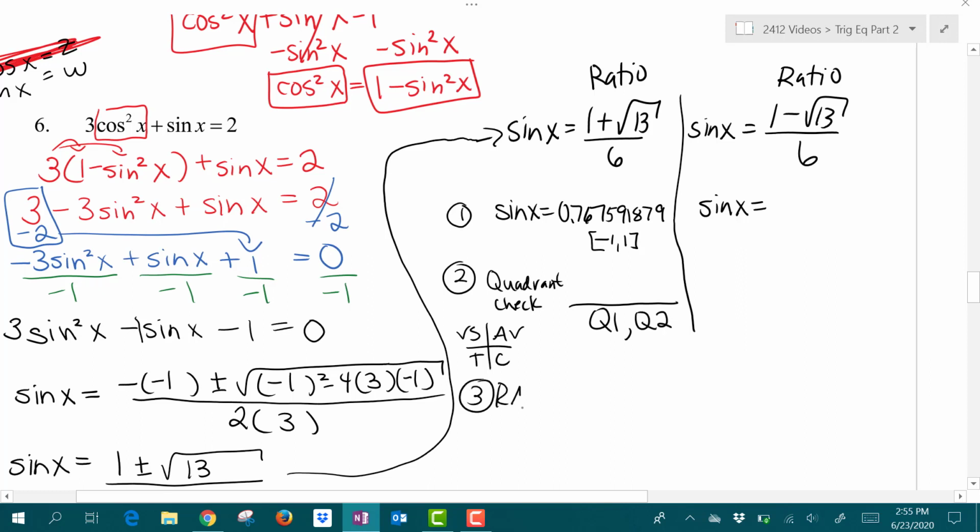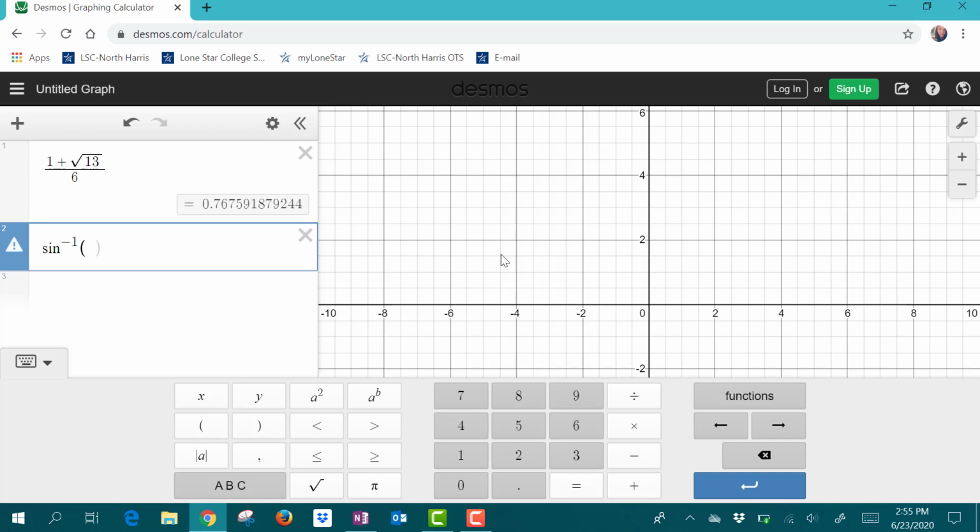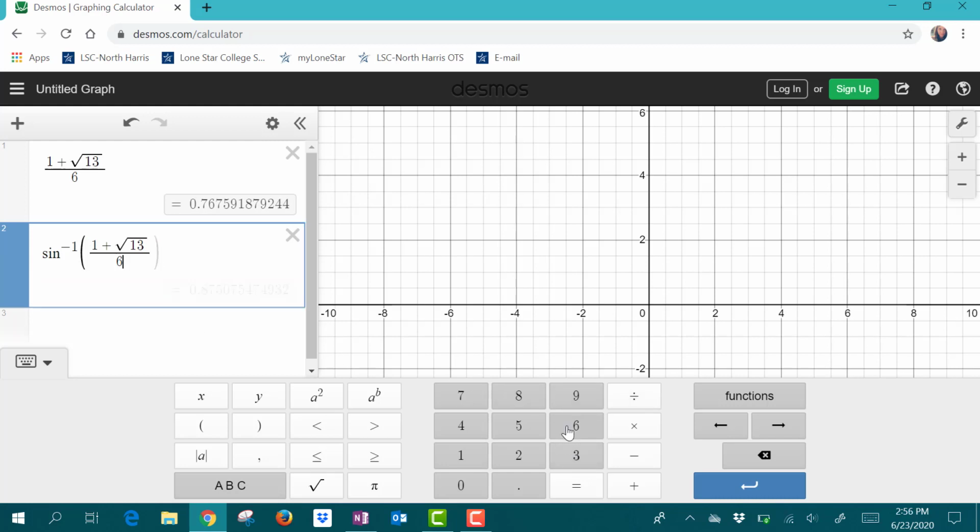Alright, then the third thing we always do is we find our reference angle family. That we don't know just by looking, so we're going to have to put that ratio into our inverse trig function. Alright, so let's put that into our calculator and see what we get. I'm going to use sine inverse, then I'm going to put in 1 plus the square root of 13. Highlight all of that, put divided by 6.